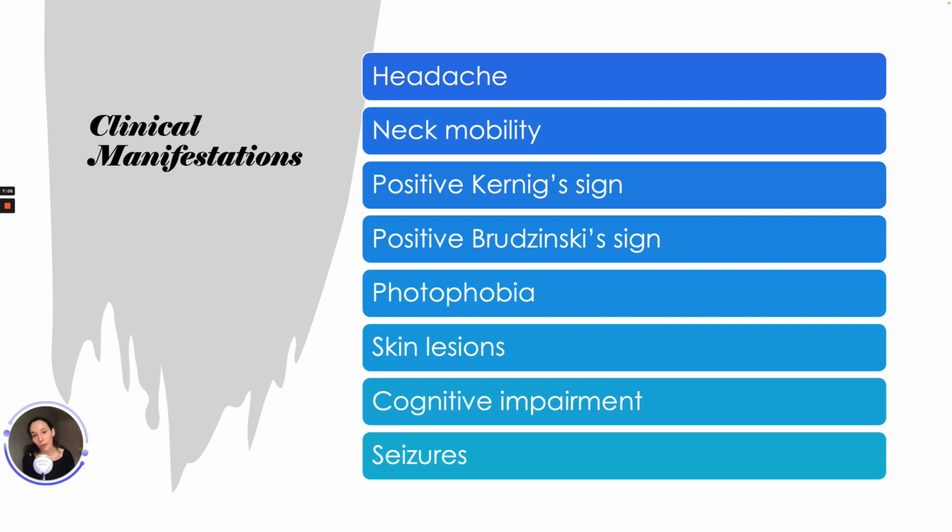We'll see photophobia, so extreme sensitivity to light. Skin lesions, from a petechiae rash with purpuric lesions to large areas of ecchymosis. We'll see cognitive impairments. They can be disoriented, have memory impairments. These are usually early signs. They can even lead to seizures as a result of irritability of the brain.